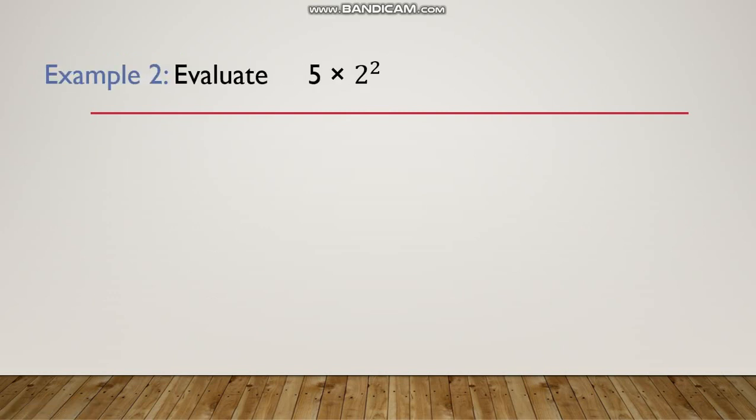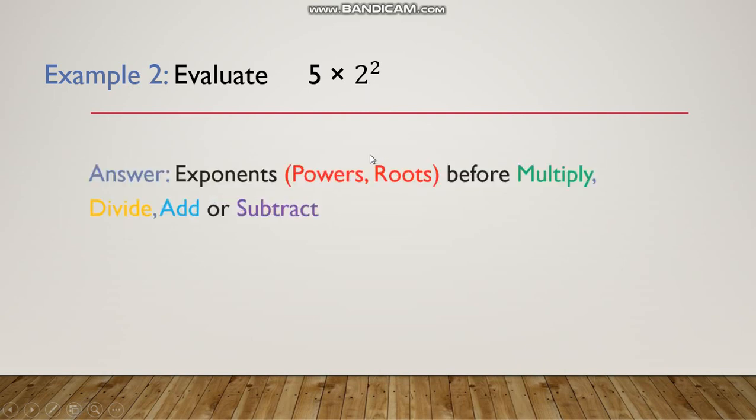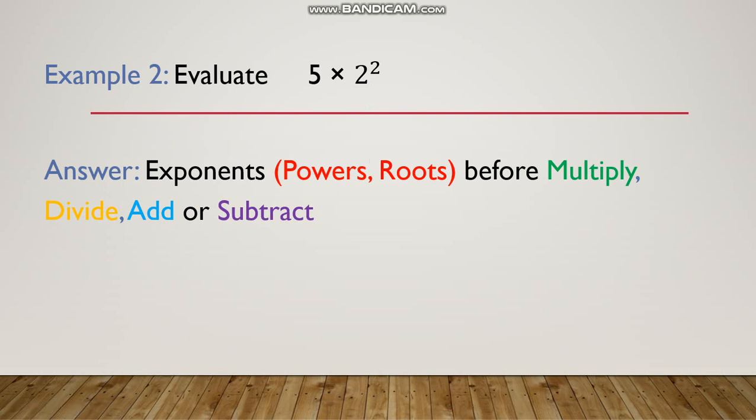Now go to example number 2. Evaluate 5 times 2 squared. This is the meaning of powers or exponents or indices. After brackets, if you remember, we have to find powers. Exponents, powers, roots are all in the same order, before multiply, divide, add, or subtract. In this equation we don't have brackets, we have only powers, so we will do powers first.